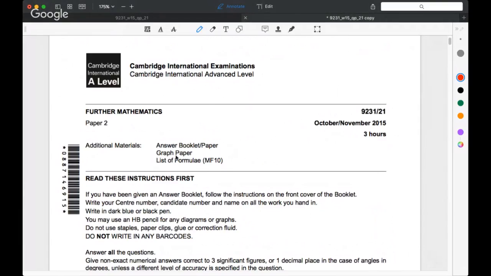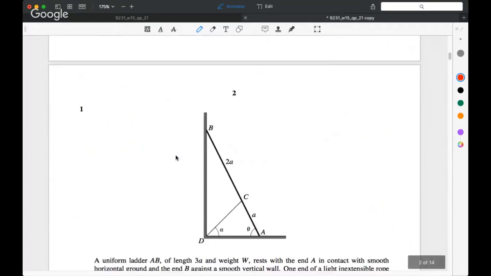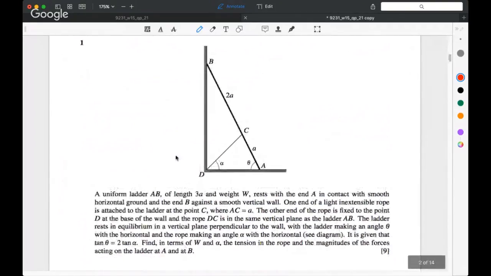Okay, cool. So, welcome everyone. This is Further Maths 923121. It's in the winter, October, November 2015. Okay, and let's scroll down to the first question. It is a statics question.